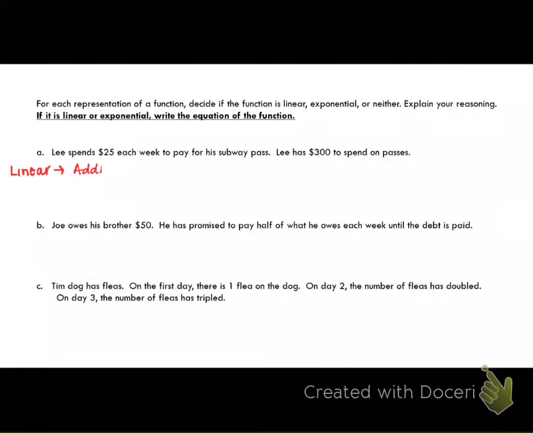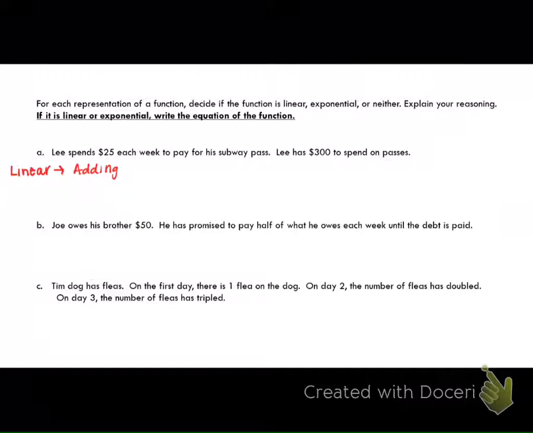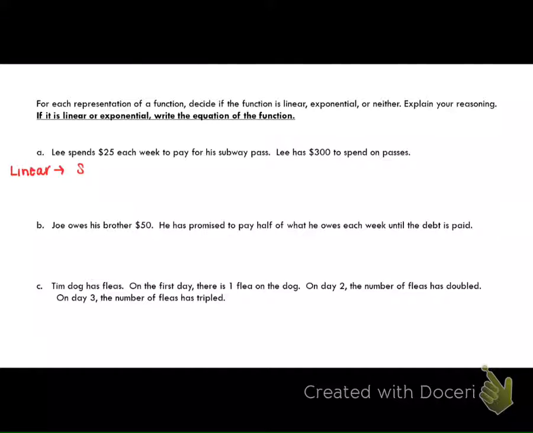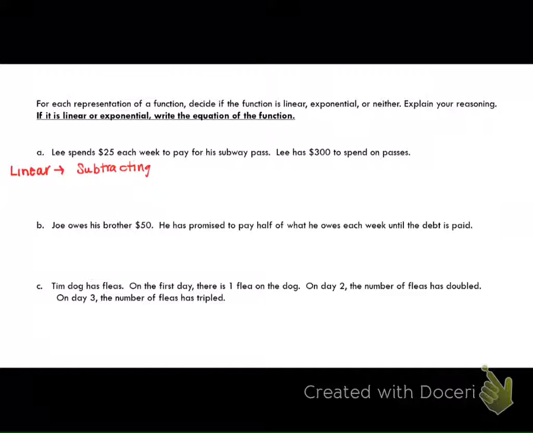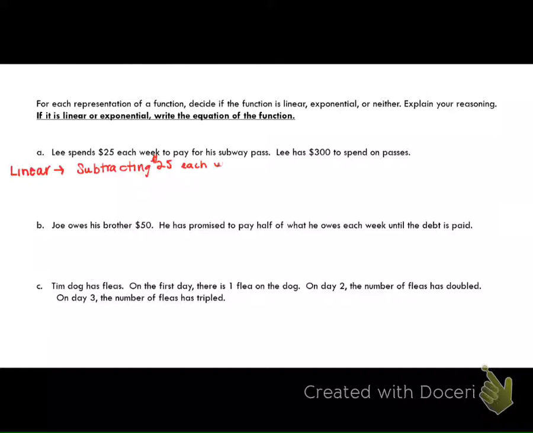The key thing in there is it's adding, right? Or he's not adding it, he's spending it, so it would be... There you go. But still, addition subtraction is linear, so subtracting $25 each week. It's constant. So the rate of change is constant.